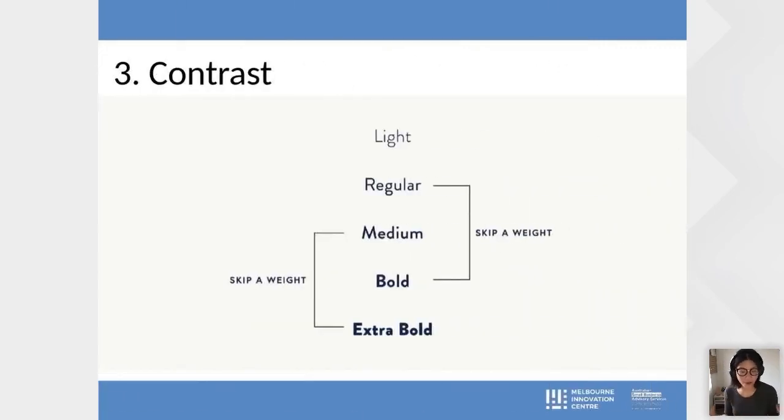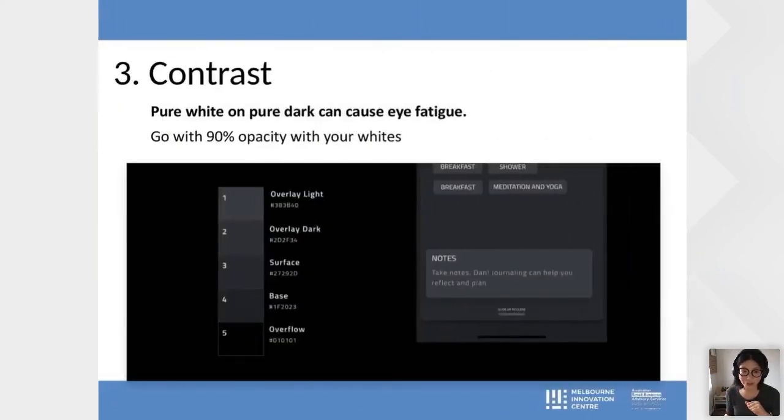You can also have contrast when it comes to your text weights. So when you have different text stylings, you would want to skip a weight so that there is enough contrast between using regular for your body text and maybe bold for your accents or your subtitles. If you use medium and it looks the same, there's not enough contrast from the weight for that to be easily differentiated. So that's just something to keep in mind. Always skip a weight. That's just the general rule.